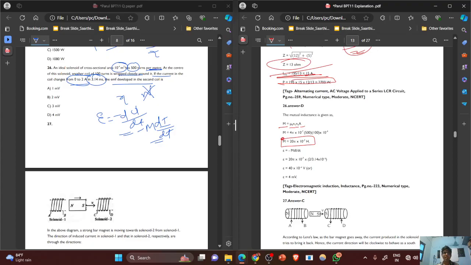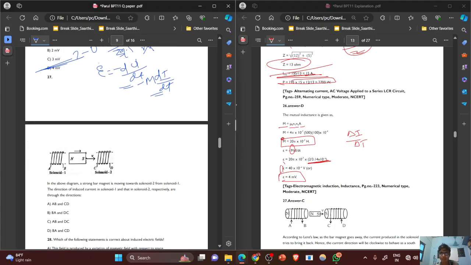Now di by dt is given by change in current upon change in time. You know change in time is given by this. Change in current is 2 minus 0, that is 2. So 2 by 3.14 millisecond, and you know the value of M. Getting the magnitude of it, it will come out to be 4 millivolt. So the correct option will be option number C. Now moving to the next question.